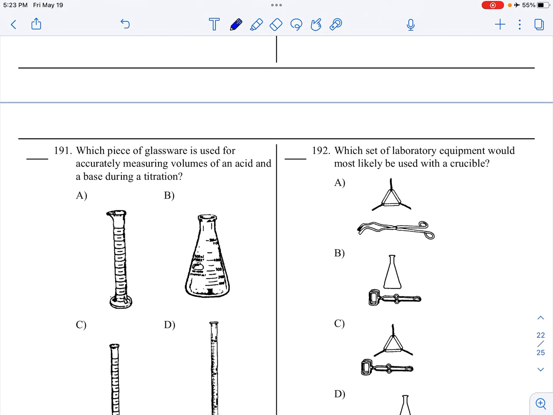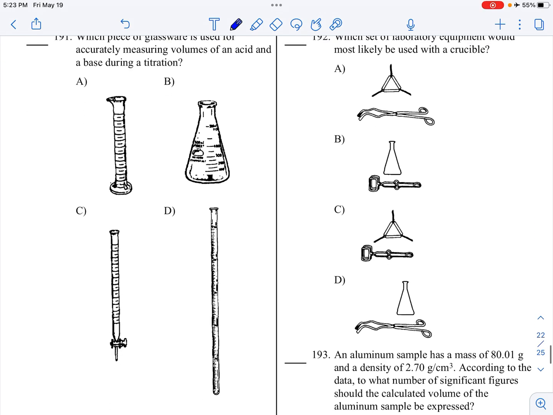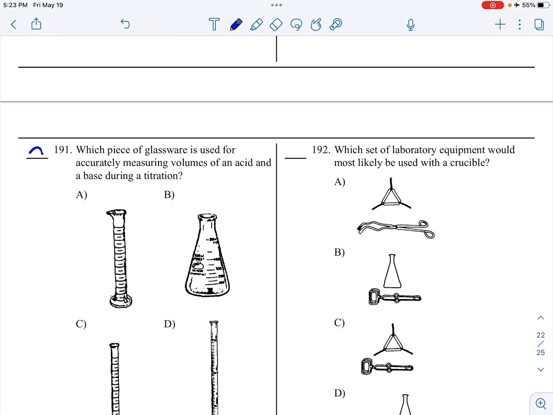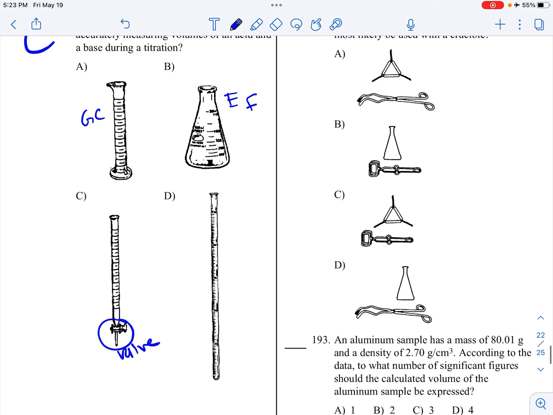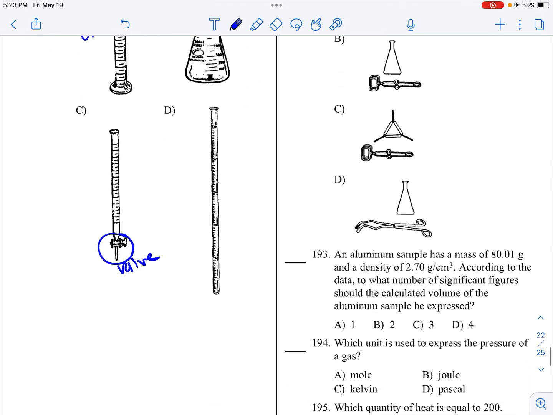Accurately measured volumes of acid and base during a titration, that would be considered a burette. This is called a grad cylinder. This is an Erlenmeyer flask. C is a burette. Note we have the valve here. And D, I don't know what that is. Looks like a super long, I don't know, grad cylinder.